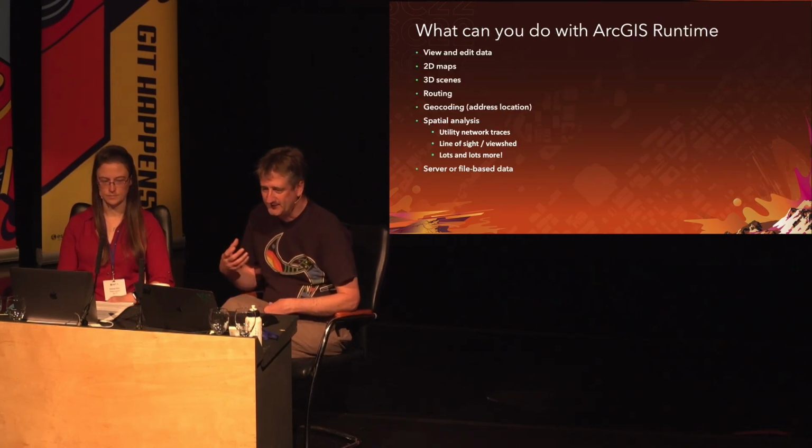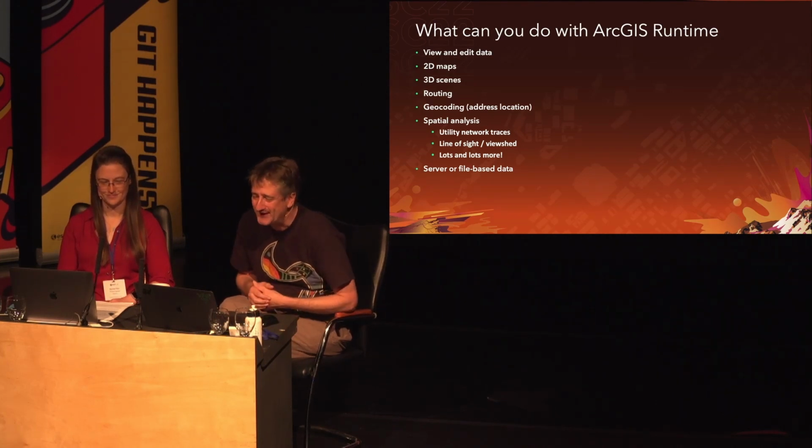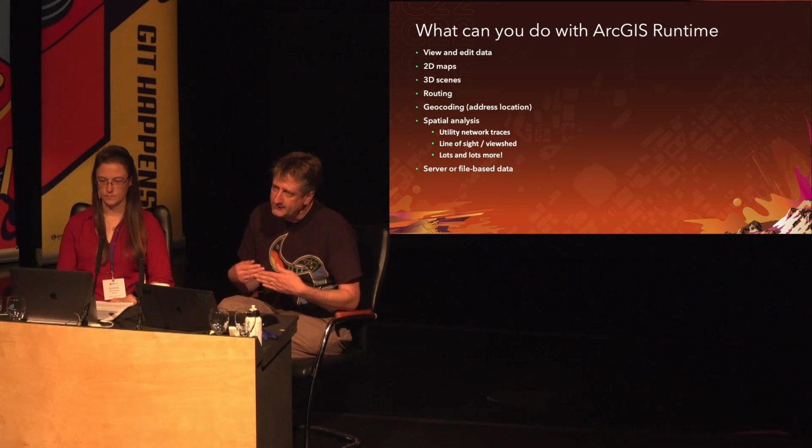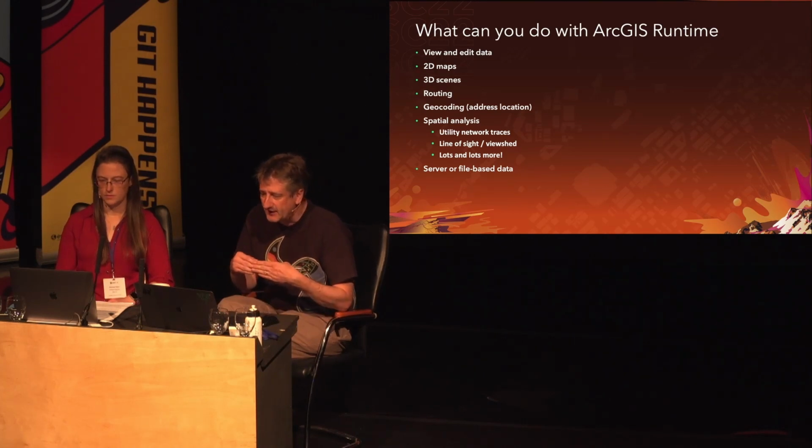So this is something which I can talk about for some hours, but we need to restrict that into a fairly short session here. So what we're really about is viewing and editing data, GIS data. So that can be visualized in 2D maps or 3D scenes. And then on top of that, you can add in other geospatial analysis like routing with road networks, for example, geocoding, which is your address location, and then quite a lot of spatial analysis you can perform on top of that.